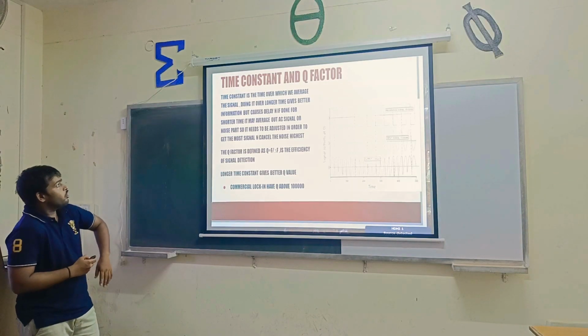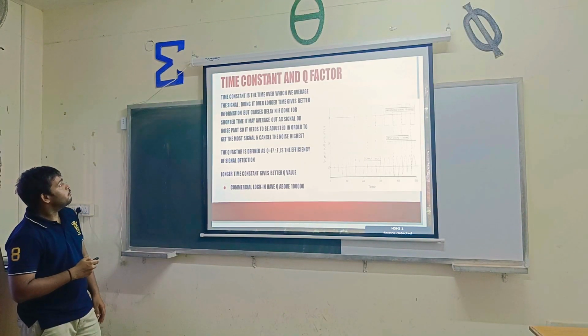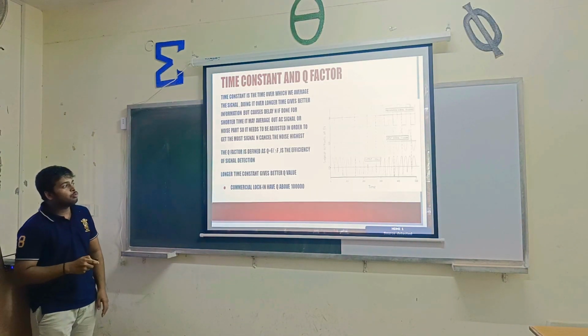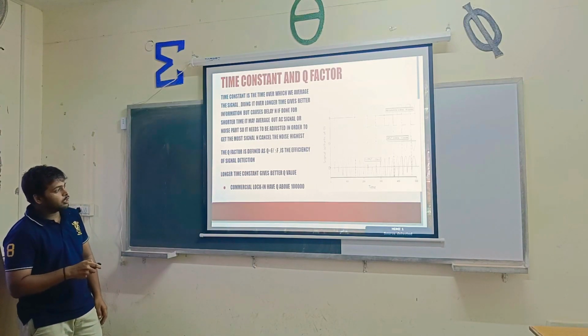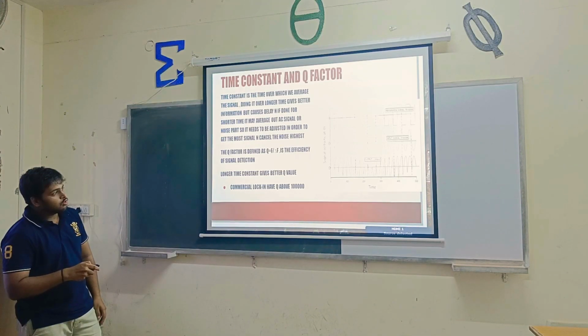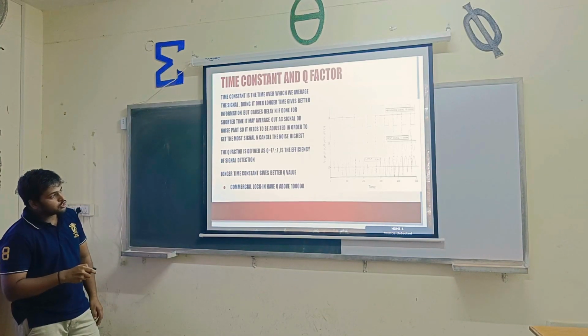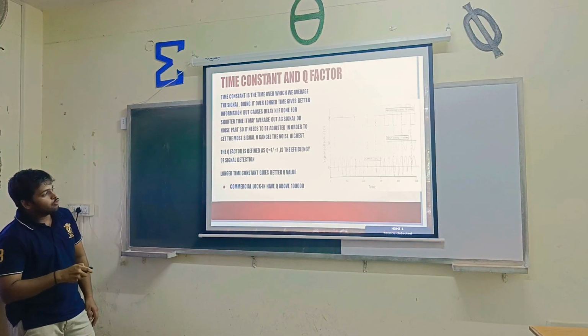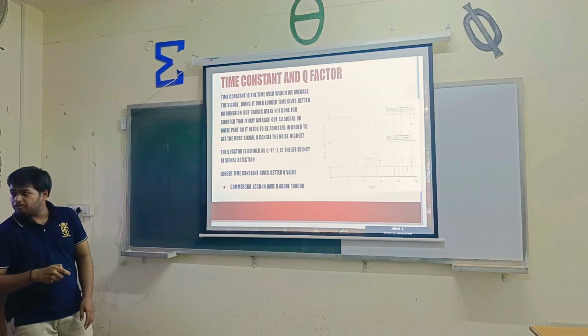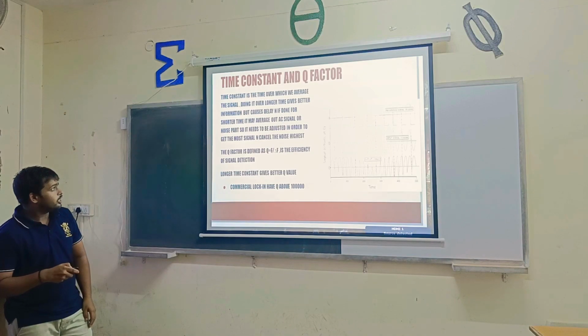Time constant and Q factor. As I said, the time constant is the time over which we average out the signal. Here, this shaded part is the averaging process. If we average it totally, then it becomes 0. But if you average it up to this much, then we get a positive signal, but that wouldn't be the right result. So we need to average it over a long time to get the right result.